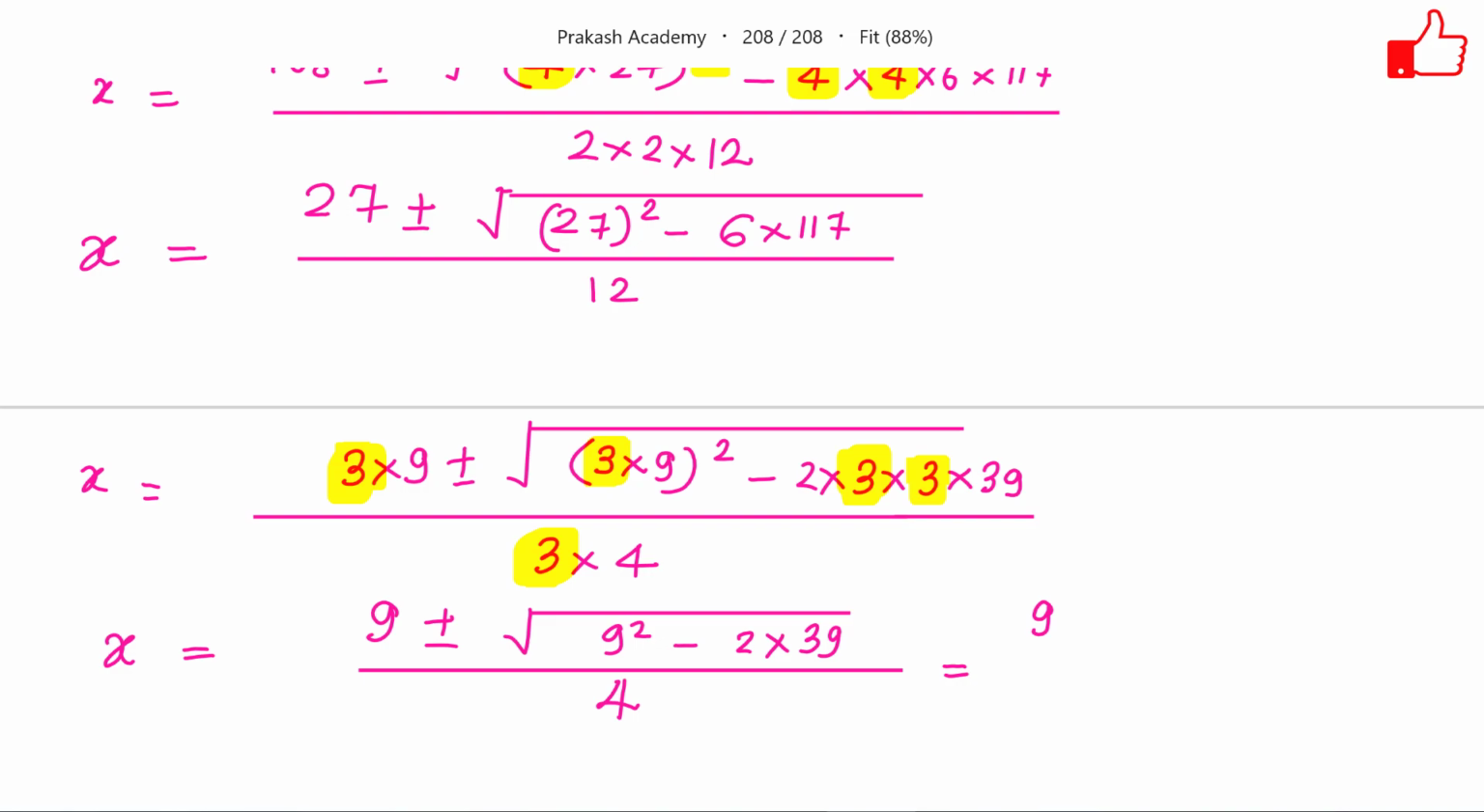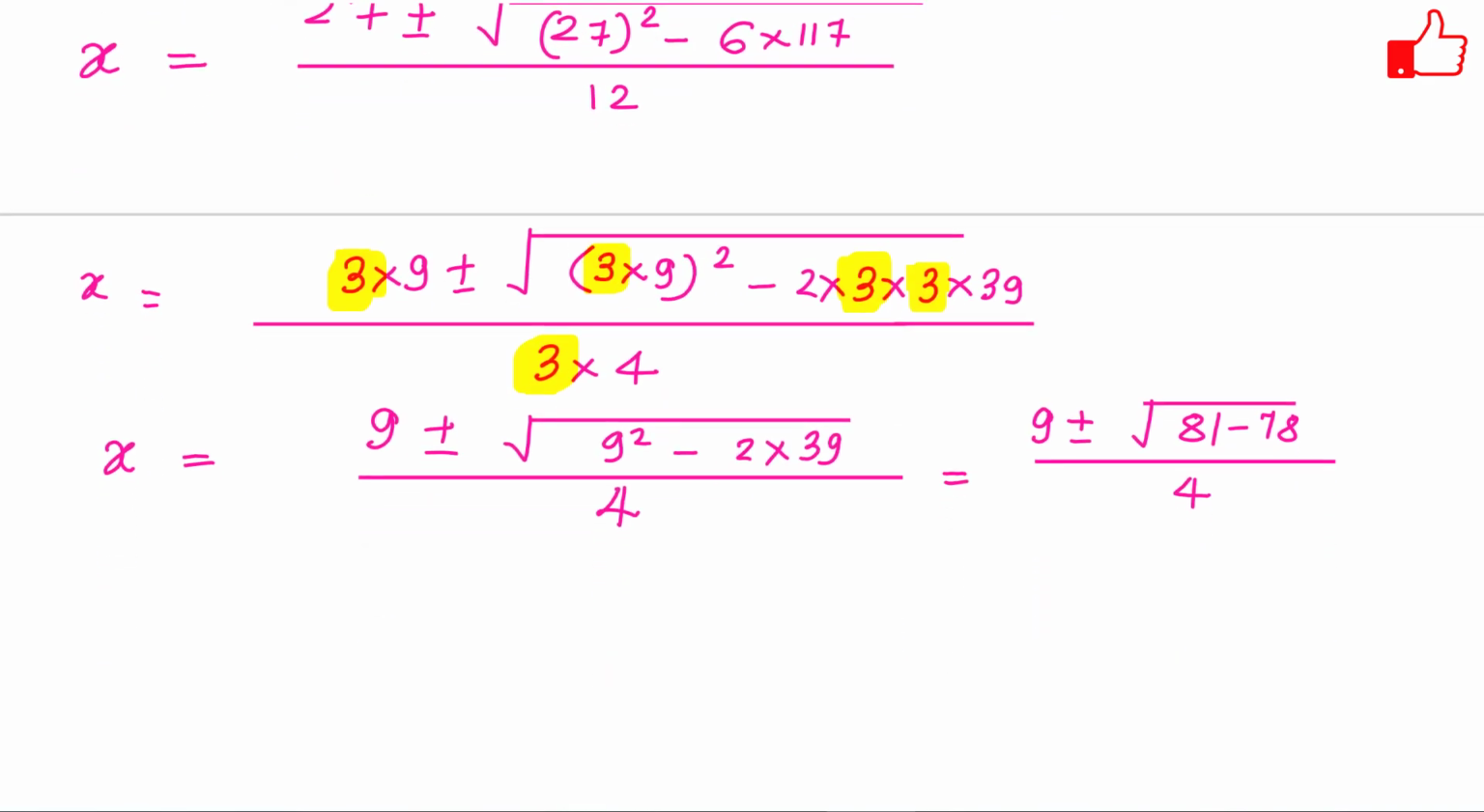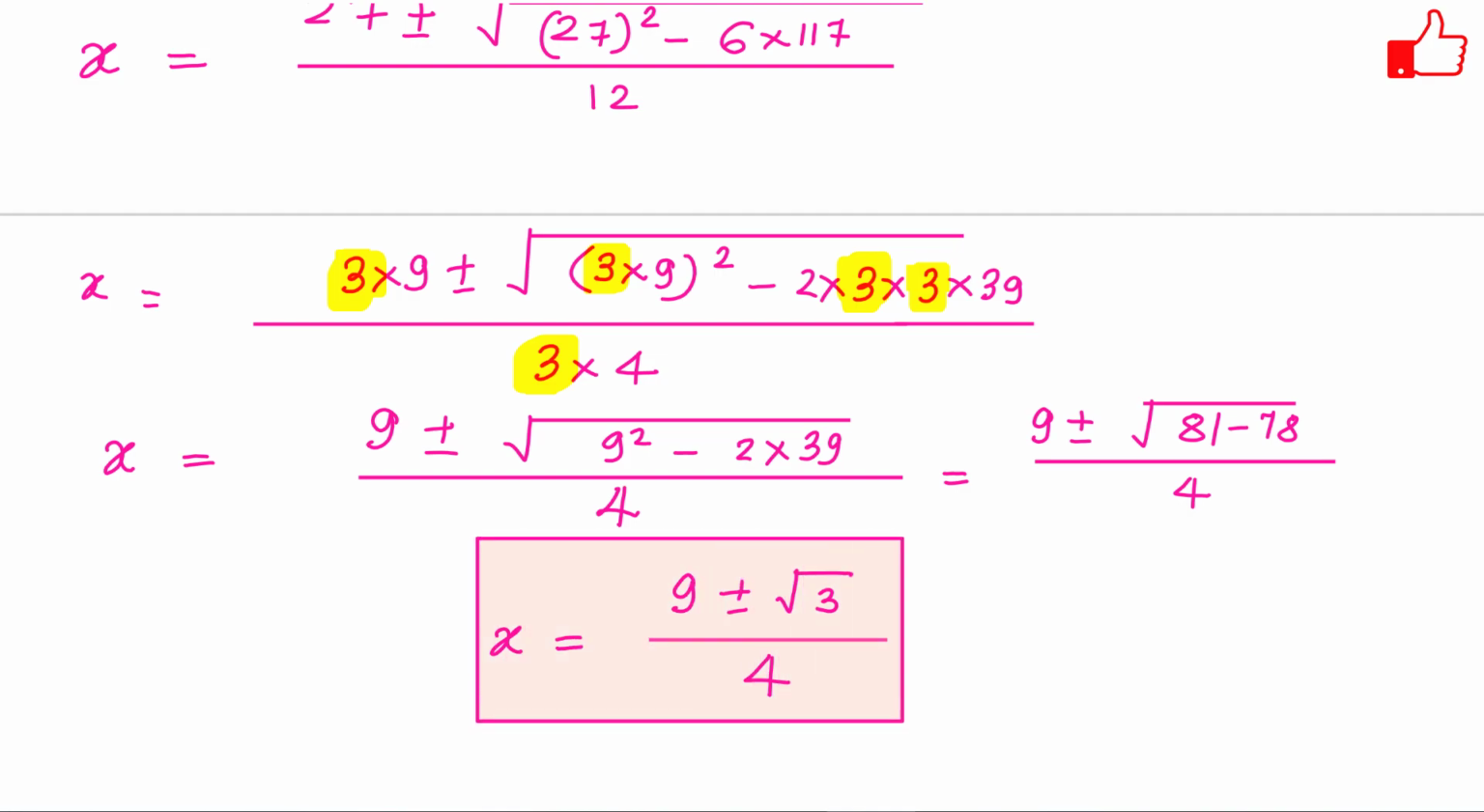So, this is 9 plus minus square root of 81 minus 78 divided by 4. So, this is nothing but now I can say x is equal to 9 plus minus square root of 3, and this divided by 4. So, these are the two values that are possible for this equation.